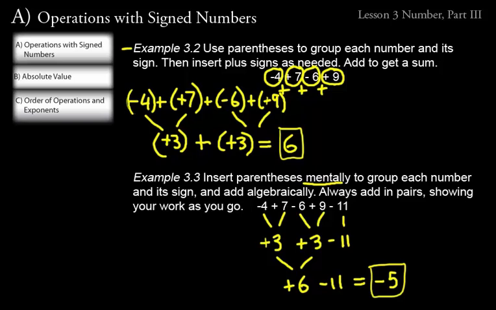But you can see we can just think of this pair. Okay, I'm adding that pair, that negative 4 and that positive 7. And then I'm going to add this pair, that negative 6 and that positive 9. And then I'll have that negative 11 just to bring down. And eventually I'll have a pair with it. But for now, just add the others together.